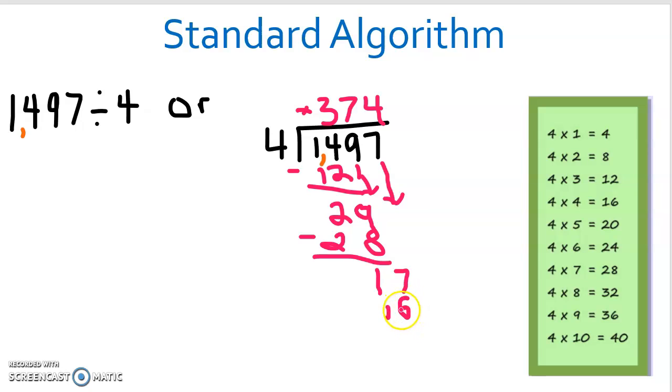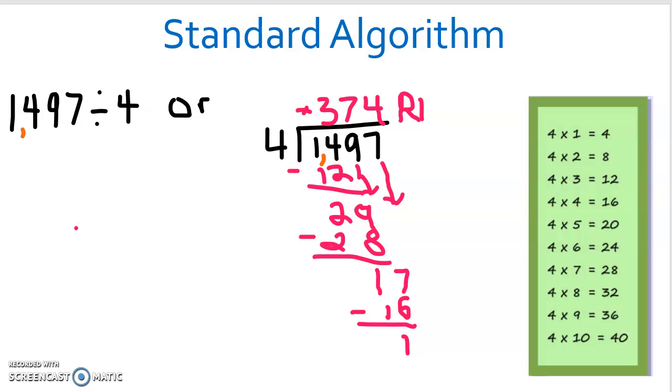I write my 16 down here. I subtract. 7 minus 6 equals 1. 1 minus 1 equals nothing. I don't have to put anything there. I have no more numbers to bring down, so I have to have a remainder of 1. So the answer is 374, remainder 1. And that's it. All you need to know about dividing using standard algorithm.